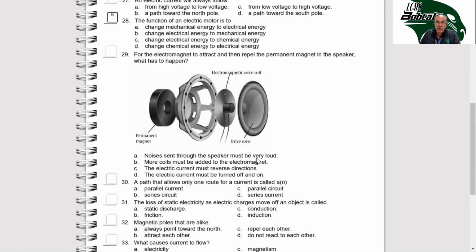The noises sent through the speaker must be loud. It has nothing to do with electricity. More coils are added to the magnet. That would make it stronger. That would make it switch. An electric current must reverse directions. That's what changes the poles on the electromagnet. So that sounds right. Electric current must be turned on and off. No, that'd just make it attract and then not. So we wanted to attract and repel, so we had to switch the direction of the current.